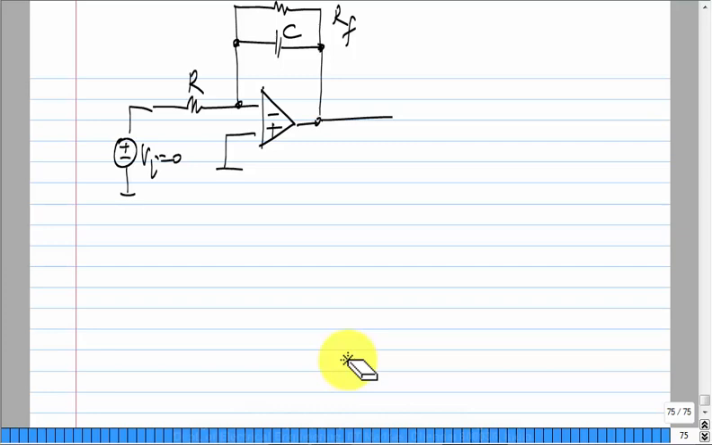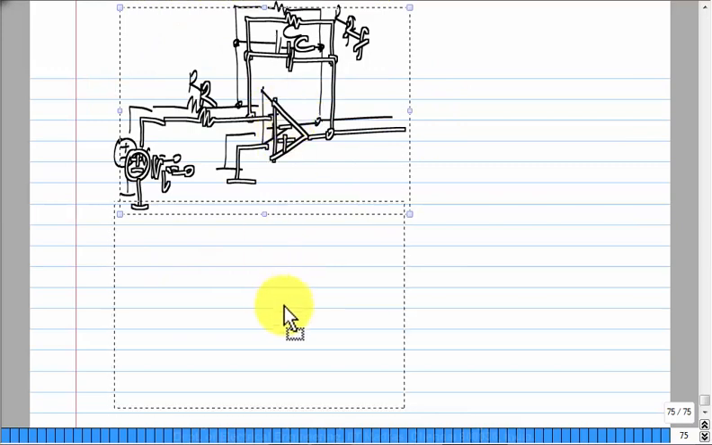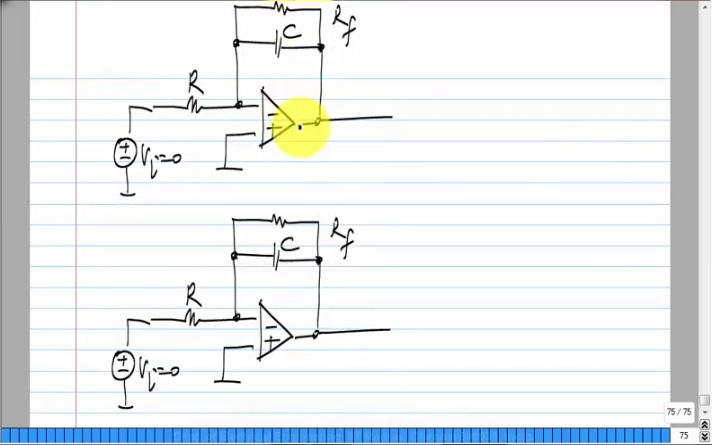You have to break the loop somewhere. Or another way to think about it is, you can think of either breaking the loop here or at the input of the op amp and seeing what comes back. Or simply you can apply V-test here, and the important thing is at DC, if you are checking for DC negative feedback. So what's the voltage that appears here? At DC, what is it? Quickly. Yeah, it's V-test times some resistive divider ratio. So, this does have DC negative feedback.